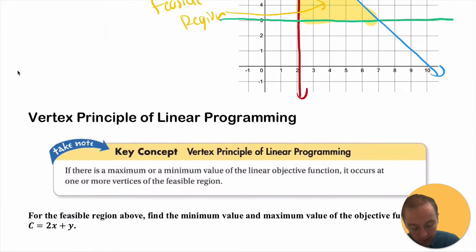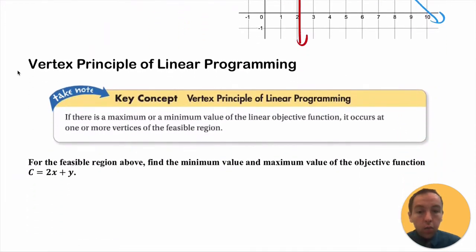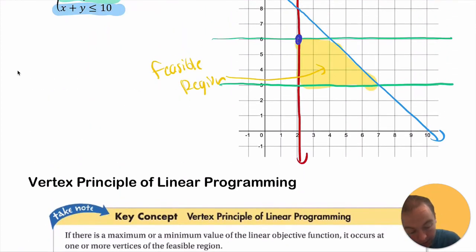What I've iterated already is this vertex principle, which says that if there's a maximum or minimum value of a linear objective function, it's going to occur at one or more of the vertices of the feasible region. So for this feasible region, let's find the minimum value and the maximum value of the objective function c equals 2x plus y. Both the minimum and the maximum of that function c are going to occur at these 4 corner points.